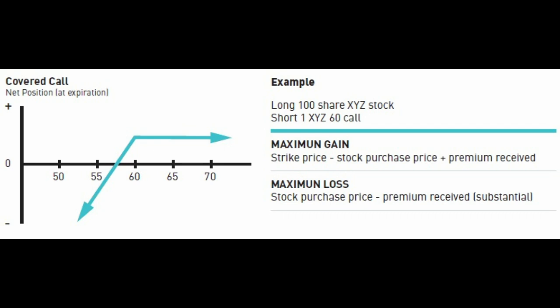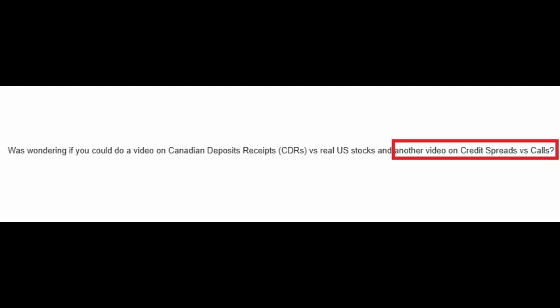If the stock price rises above 60, you may need to sell your shares at the strike price, but you still keep the premium. Let's move on now to more sophisticated and complicated strategies using two options at once, the credit spreads the original question asked about.